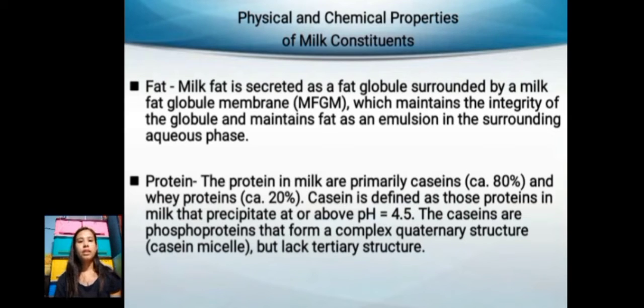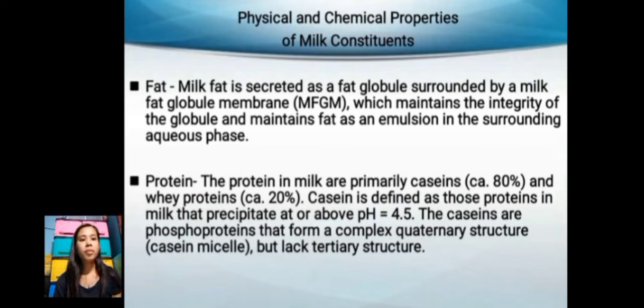First is fat. Milk fat is secreted as fat globules surrounded by a milk fat globule membrane, or MFGM, which maintains the integrity of the globule and maintains fat as an emulsion in the surrounding aqueous phase. So, fat provides the creaminess and richness in ice cream, and also contributes to its melting characteristics.